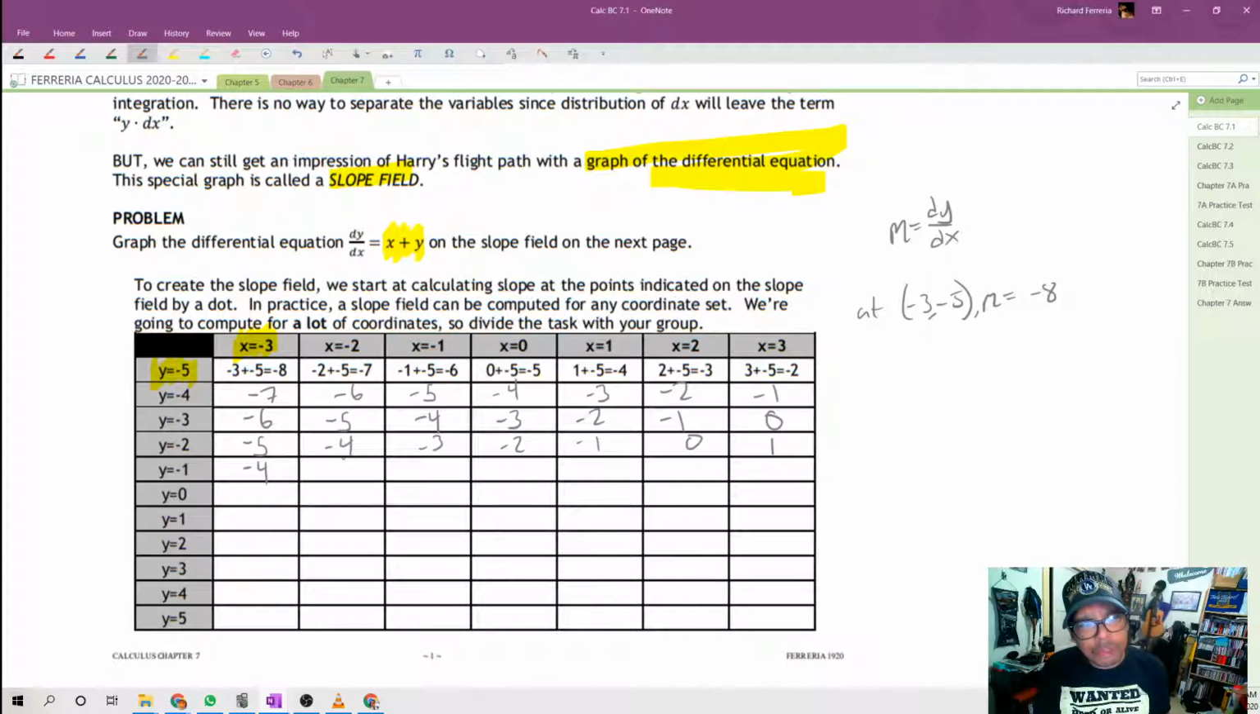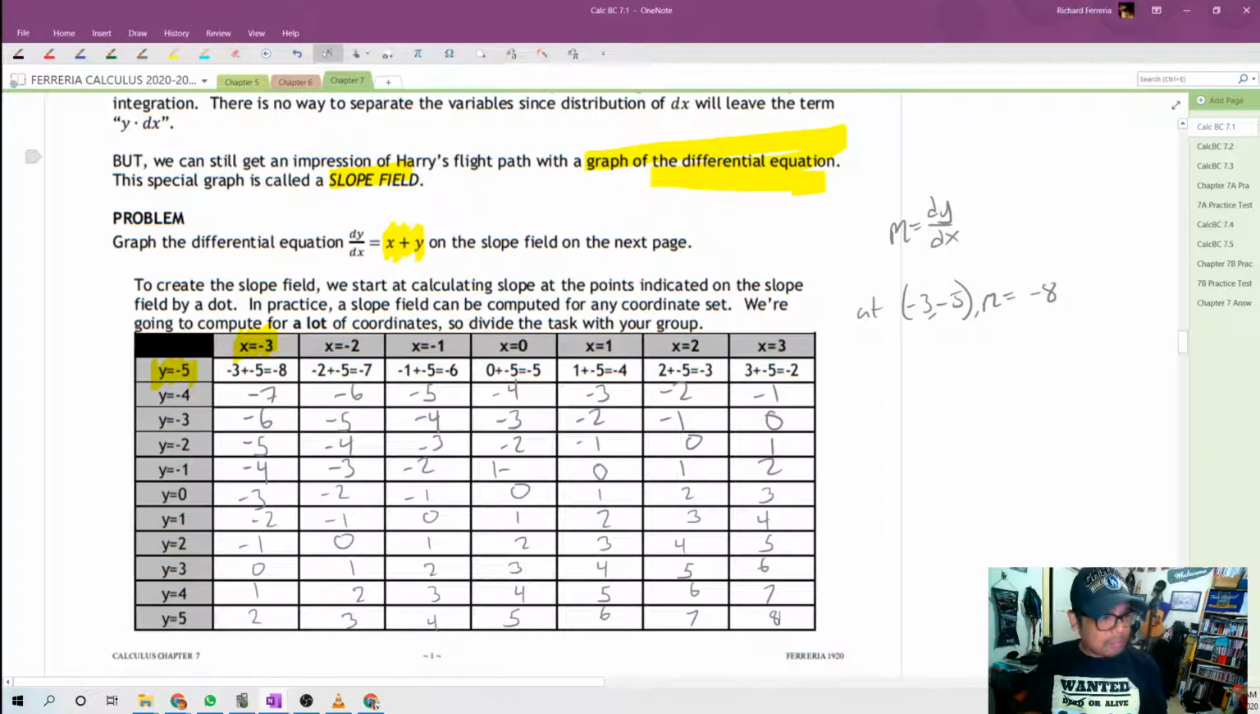Or push pause so you can fill out the rest of this chart. This is what it should look like when you're finished. The patterns here are very strong. You can see a pattern both horizontally and vertically. And yeah, there's not a whole lot more to say to that. It shouldn't have taken you a whole lot of time to do this.